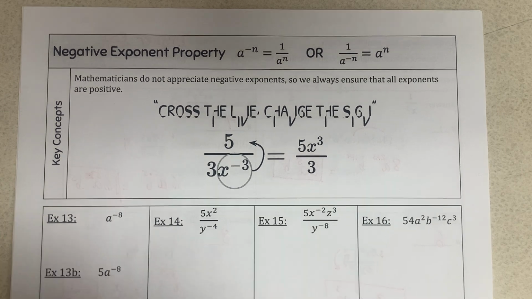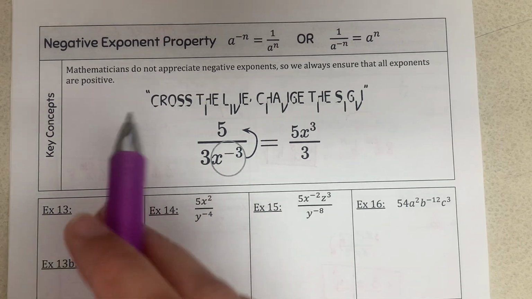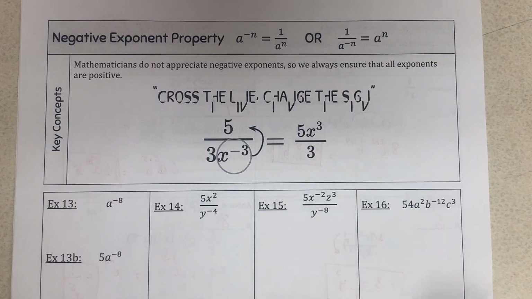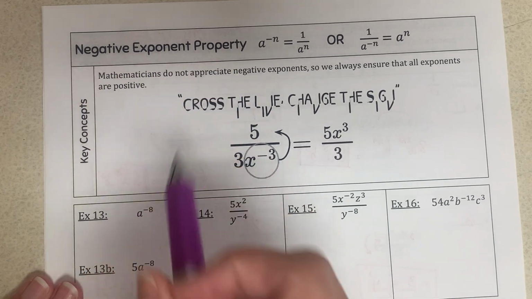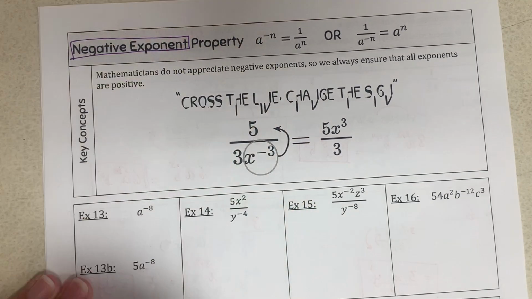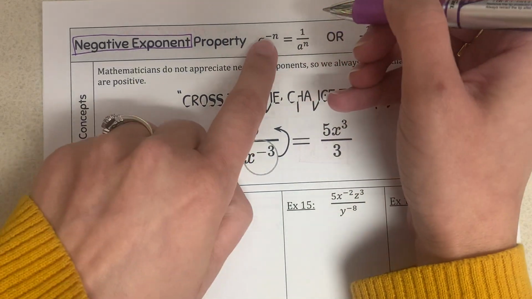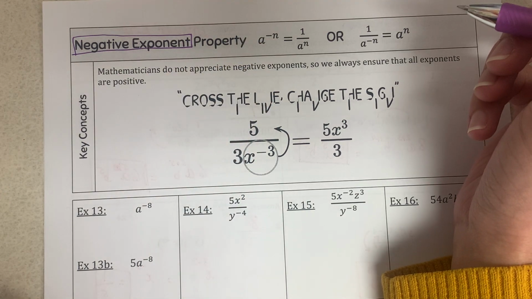The next property that you are working on is the negative exponent property. This property is given to you on your reference chart as well. It's over here at the bottom. Now, what does this one mean? The negative exponent means the exponent is a negative number. So that small tiny number is negative. So what happens is whenever you have a negative exponent, you just flip its position.